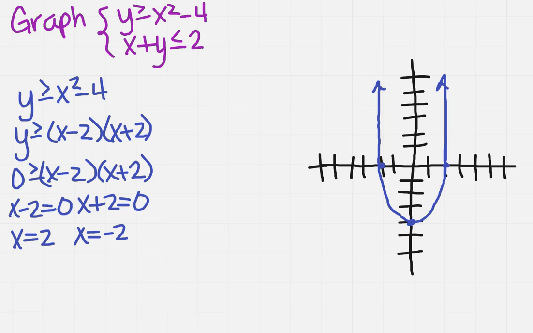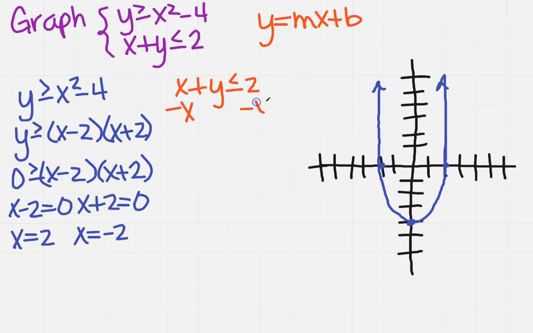Now I'm going to take a look at this other one. When I look at the other one, I notice that it is x plus y is less than or equal to 2. That makes me think, okay, it's a line, so I need to get it in y equals mx plus b format. So I'm going to subtract x from both sides. I get y is less than or equal to minus x plus 2. So that tells me that the slope is minus 1 and the y-intercept is 2.